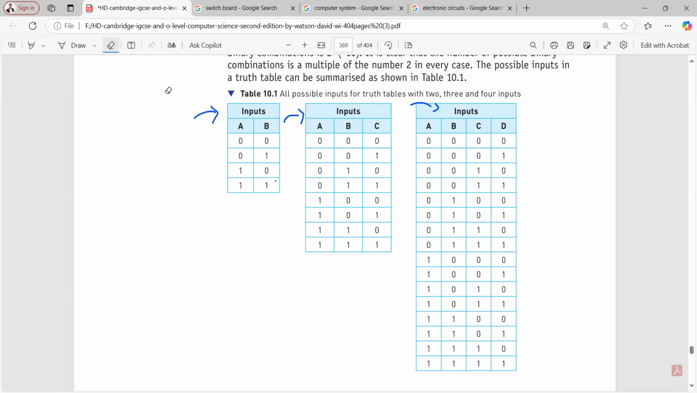So do you have any confusion in this? Clear, sir. Clear? Yes, clear.